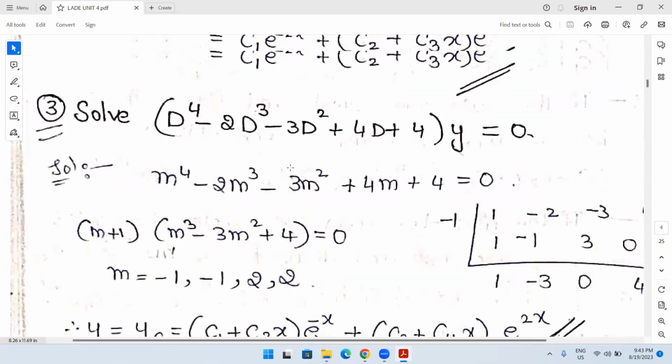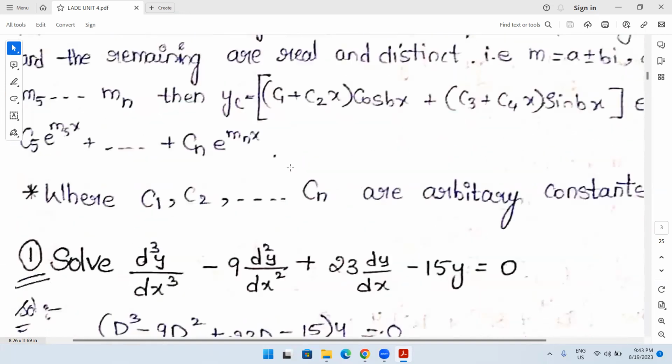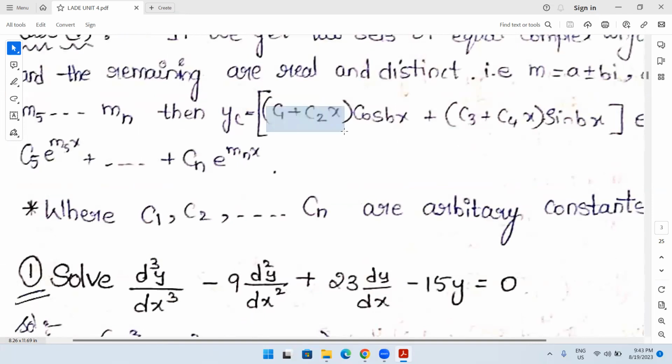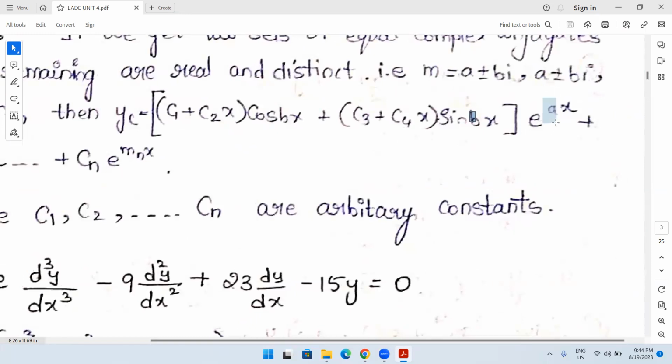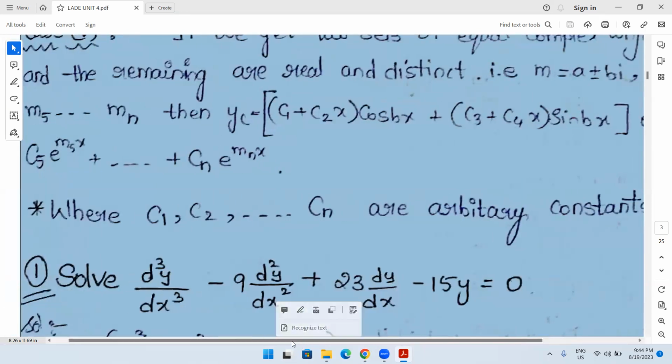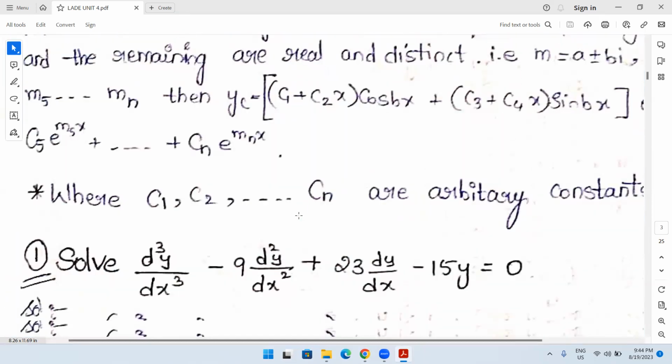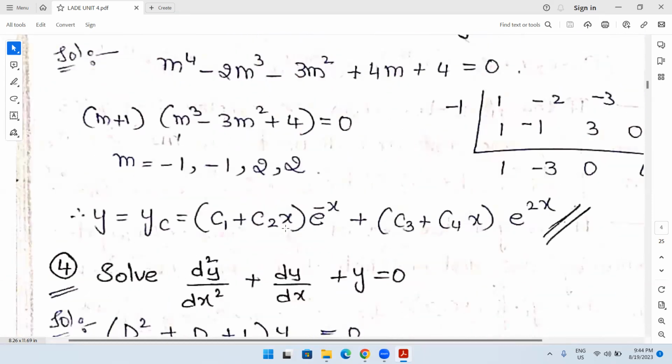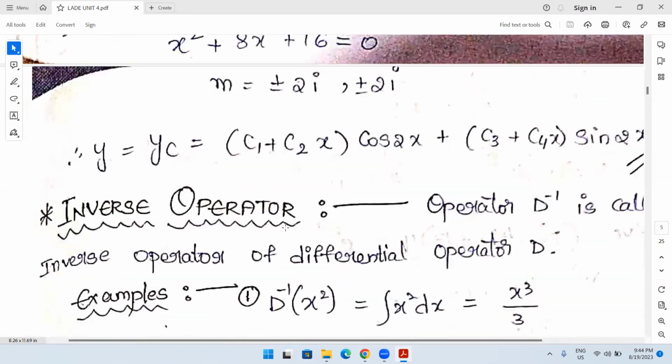So this we have done using the fifth case. C1 plus C2x into cos bx, here in this case b is 2. C3 plus C4x into sin bx, here b is 2, into e power ax. What is a value? 0. That's why e power 0 is nothing but 1, and I have not written it in the solution. Okay, so let us see the answer. The fifth question answer is this one.